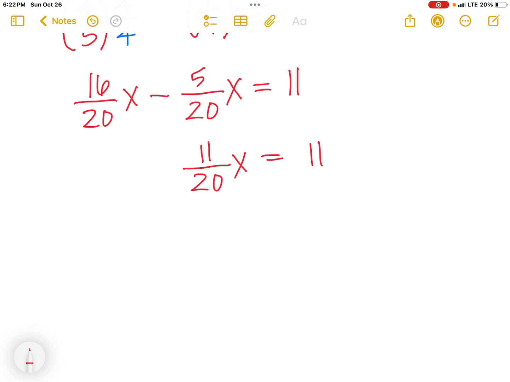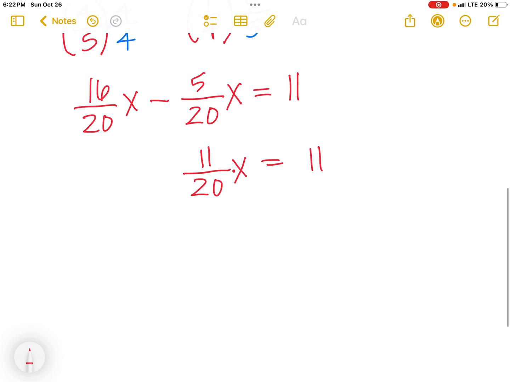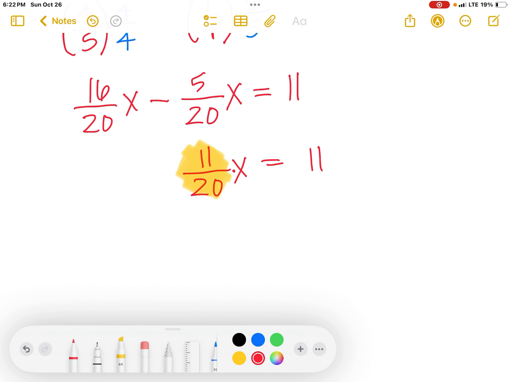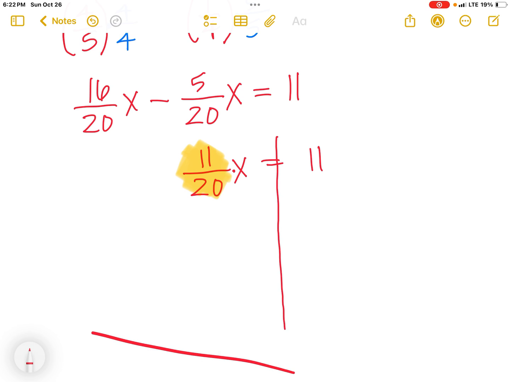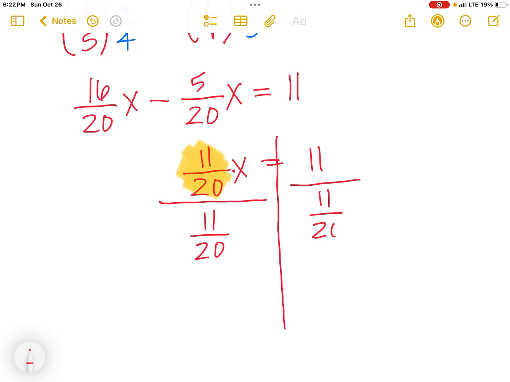So now I'm going to use inverse operations to solve. If this is multiplying, I'm going to divide both sides by the coefficient of the variable. The coefficient of this variable is 11 over 20. So I'm going to do my balance line. I'm going to divide. This fraction bar means to divide. I'm going to divide both sides by 11 over 20.